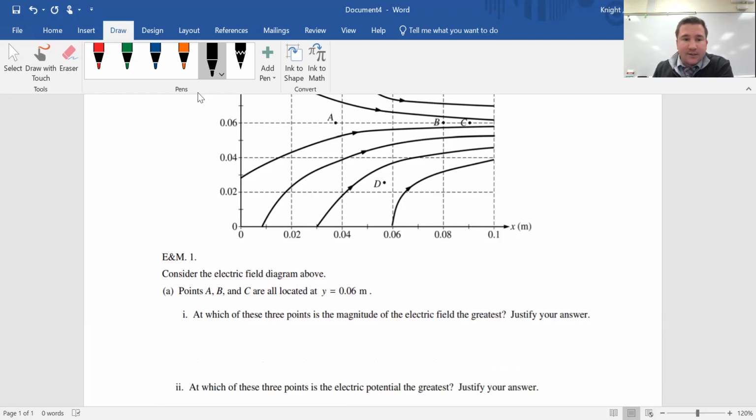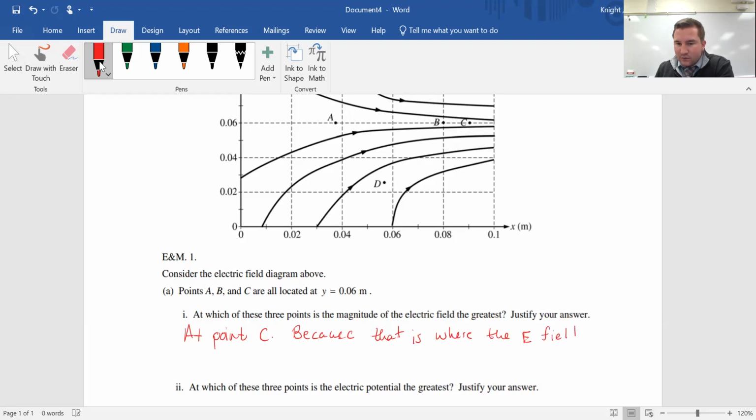So where are the electric field lines the densest? At point C, because that is where the electric field lines are densest, or the closest together, whatever you want to say.